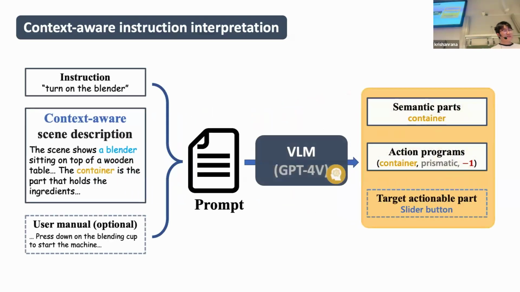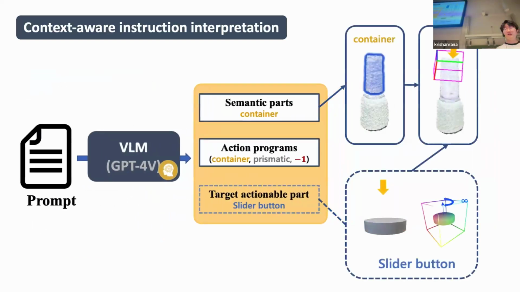The scene description, along with the human language instruction and the optional user manual of the object, are jointly embedded into a template prompt and are then input to GPT-4V to generate semantic part names and action programs. And here, we further ground the semantic part into the target actionable part. For the blender, the semantic part is a container, and the actionable part is a slider button. We then estimate the part pose along with the pressed motion.